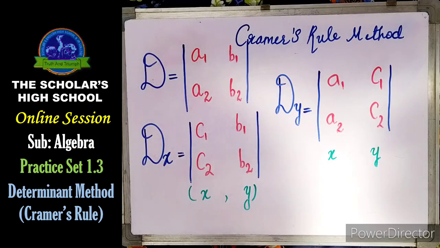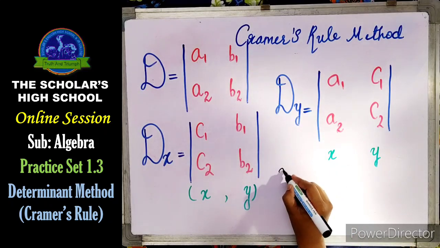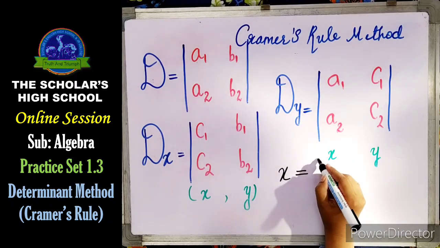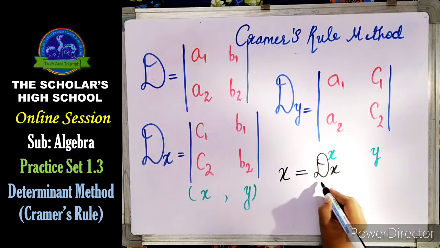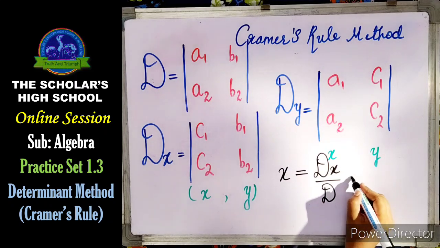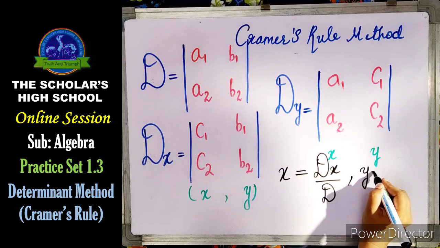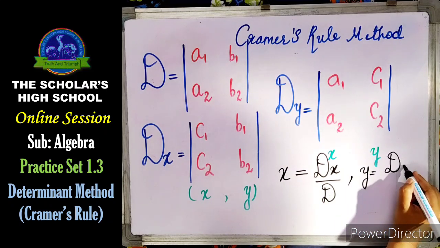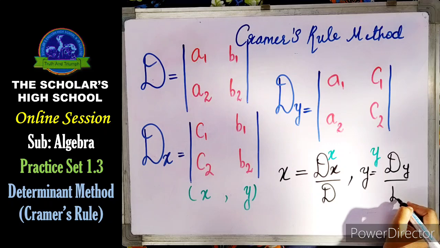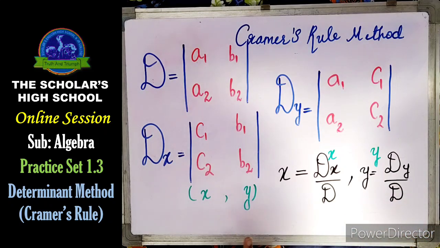So we will revise the formula once again. To find x, the formula is the determinant Dx upon D, and to find y, the formula is Dy upon D. So we can find the values of D, Dx and Dy first, then substitute them in the formula. This method is known as Cramer's rule method, or also the determinant method.